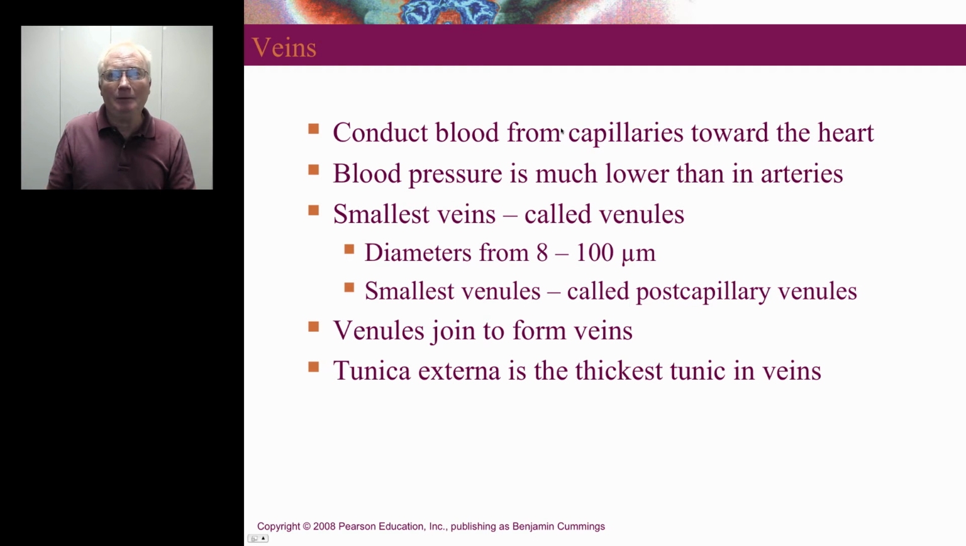Veins conduct the blood from the capillaries towards the heart. Blood is a fluid, so it always flows from high pressure to lower pressure. And blood is flowing from the arteries into the veins as a result of the higher blood pressure in the arteries and the lower blood pressure in the veins. The smallest veins are called venules, and they come together to form veins. The veins head back towards the heart, and veins have a relatively thin layer of vascular smooth muscle. Their walls are thinner than arteries.